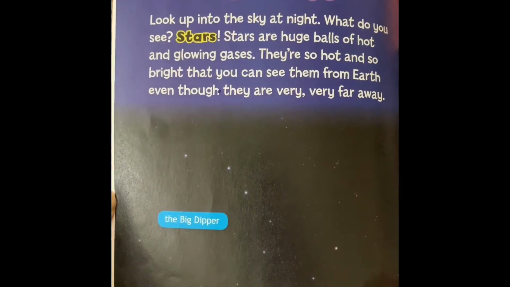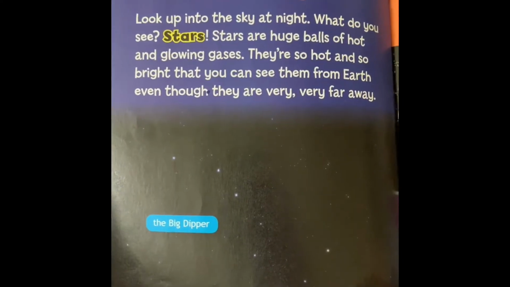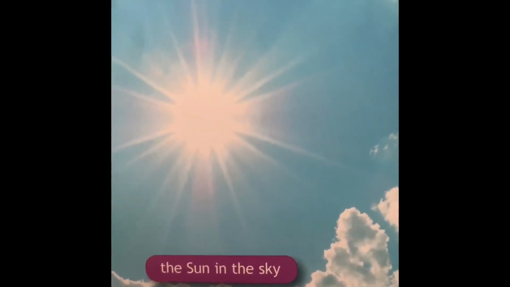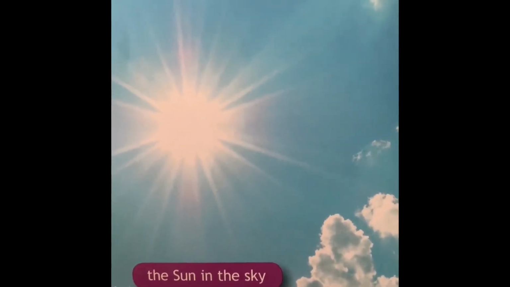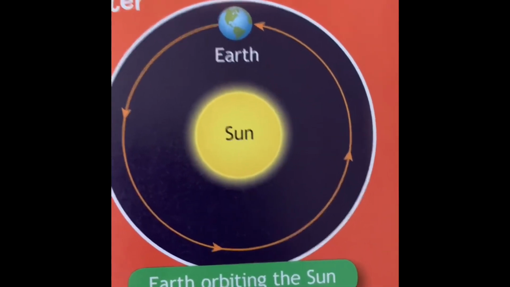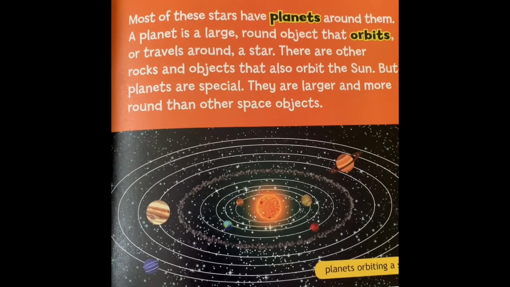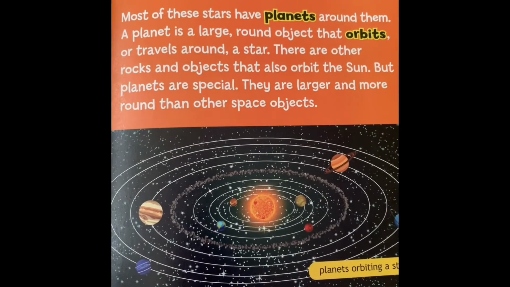If you look up into the sky at night, you will see stars. Stars are huge balls of hot and glowing gases. They're so hot and bright that you can see them from Earth even though they are very, very, very far away. Our sun is actually a star. It is the star that our planets orbit, or go around in a circle in space. The sun is at the very center of our solar system, and then the other planets go around in circles around the sun. Our planets in our solar system orbit, or travel around the sun in a circle.